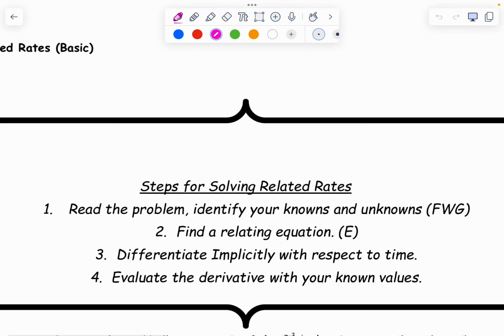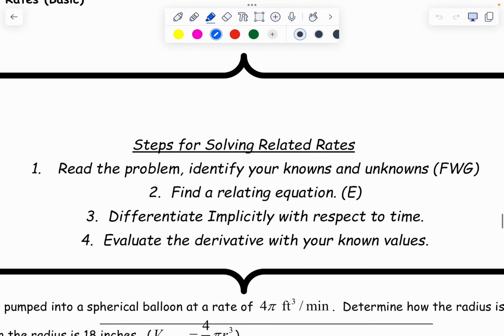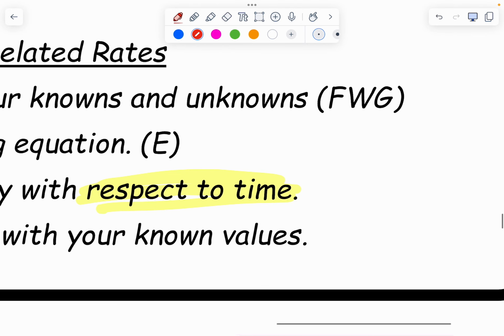The main thing that I want you to worry about is rule number 3. It says differentiate implicitly with respect to time. So here's what you're going to write out. So far, we've said dy over dx, right? For every word problem, you're going to say d of any variable. That could be a, that could be v, it could be c or whatever, over dt. It is d of whatever letter over dt. Okay, just keep that in mind.